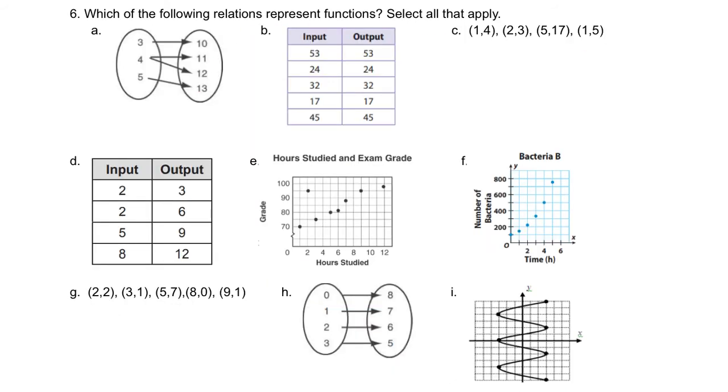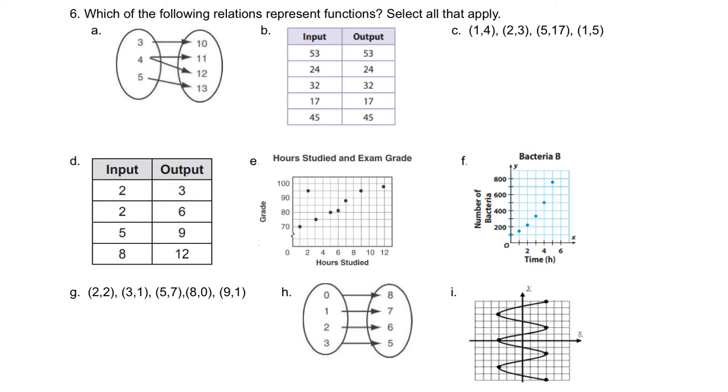And for the last one, which of the following relations represent a function? Select all that apply. This one, when you put 4 in, you get 11 out. You put 4 in, then you get 12 out. Like, what is the rule? It's not following a rule. When you have an input, you don't know what the output's going to be. So that's not a function.